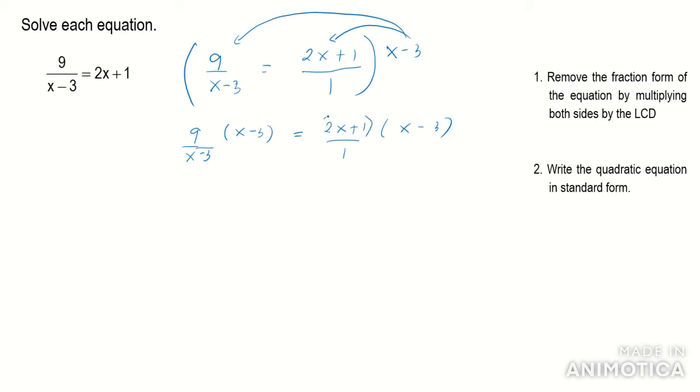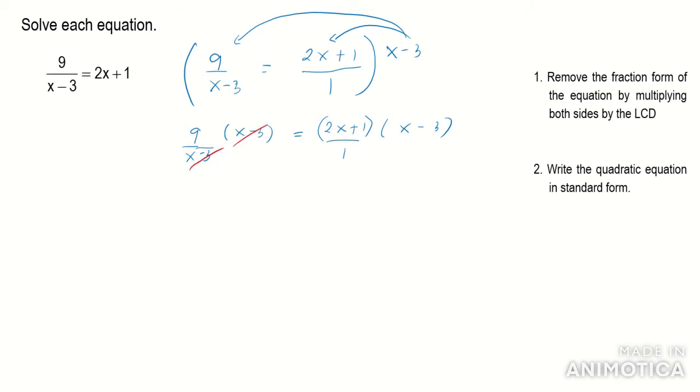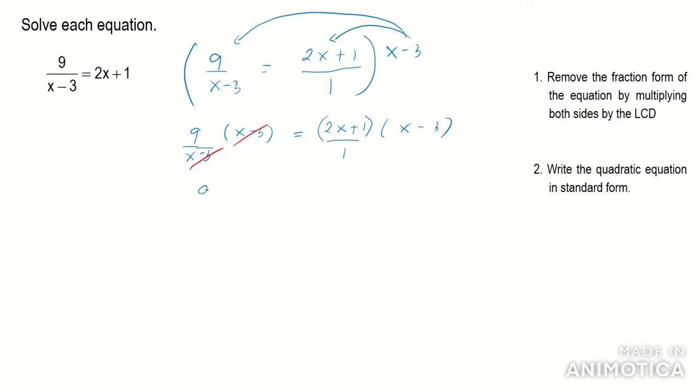I-enclose natin to sa parenthesis nga kasi ang 2x plus 1 is taken as a group. Kasi kung hindi natin siya malalagyan ng parenthesis, baka mamaya si 1 lang yung multiply natin sa x minus 3. Okay? So, ito pwede na nating ma-cancel out to kasi equivalent siya sa 1. Okay, ito. And then, what's left here on the left side is 9. You have 9 is equal to, okay, wala namang epekto dito si 1. So, gagamitin natin ang FOIL method. 2 times x is equal to 2x squared.